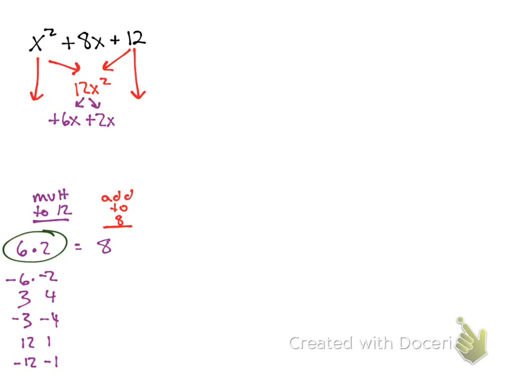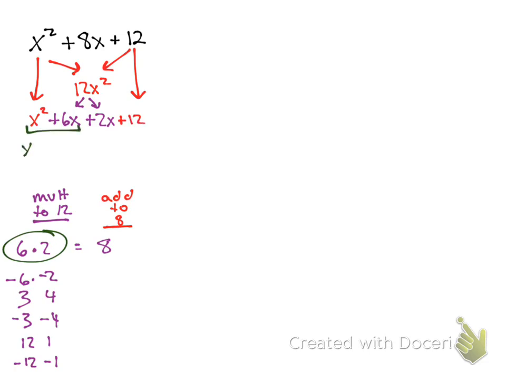So when you get to here, it doesn't matter the order that you put them in. You can put 2x in front or you can put 6x in front. The grouping steps are going to be a little bit different. The numbers are going to be different, but at the very end, the answer is going to be the exact same. So then you bring the first and last term down. So x squared gets dropped down. And then the 12 also gets dropped down.